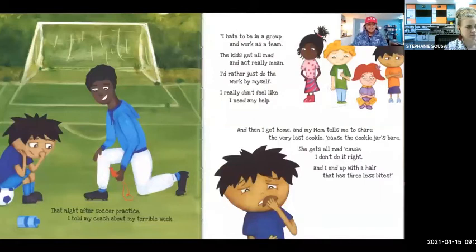That night after soccer practice, I told my coach about my terrible week. I hate to be in a group and work as a team. The kids get all mad and act really mean. I'd rather just do the work myself. I really don't feel like I need any help. And then I get home and my mom tells me to share the very last cookie because the cookie jar is bare. She gets all mad because I don't do it right. And I end up with half that has 3 less bites.